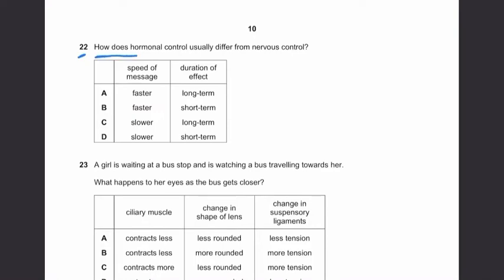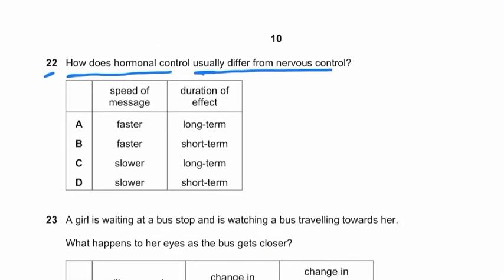How does hormonal control usually differ from nervous control? Okay guys, the response of the body to various stimuli can occur due to hormonal control or nervous control. Hormonal control is when a response is brought about by an effector due to hormones, and nervous control is when the response is brought about by the effector due to electrical communication.